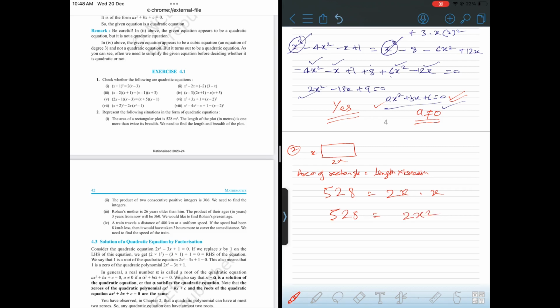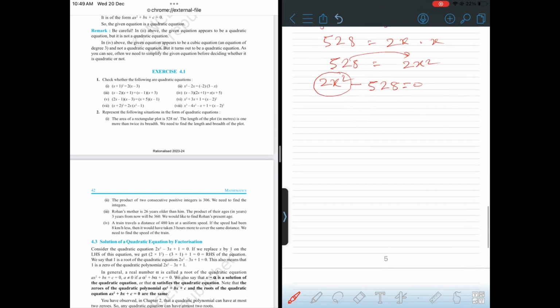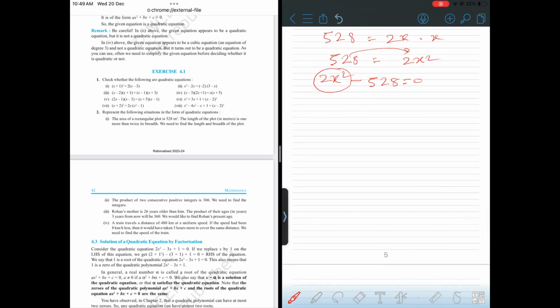Now, if we bring this to the right hand side, it becomes 2x square minus 528 is equal to 0. Okay, which is the quadratic equation. Why? Because it is having the power of x, which is 2. That's why we can say it is a quadratic equation. So I think it's a very easy question and it's clear to you guys. So now let's see the second part of this exercise, question number two.